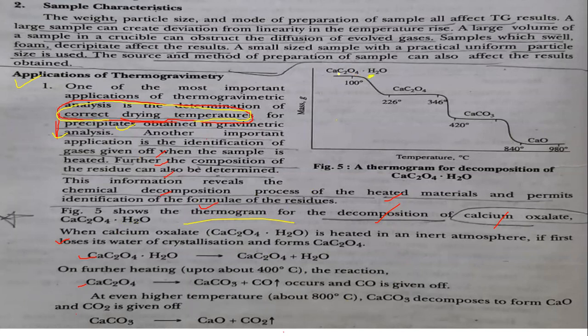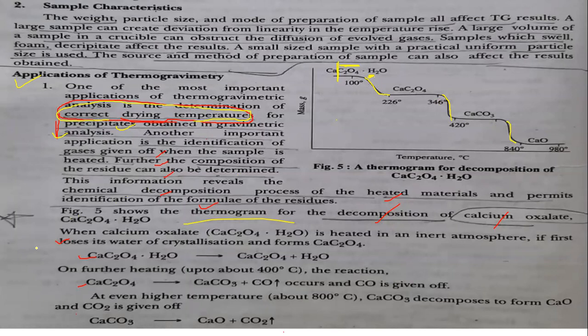Calcium oxalate monohydrate. This is the calcium, and this is the oxalic acid formula, only the hydrogens are not there. It's a monohydrate. When it is heated, see what happens during this temperature range. There is a loss of a water molecule. During this temperature, there is a loss of carbon monoxide. And during this temperature, there is a loss of carbon dioxide.